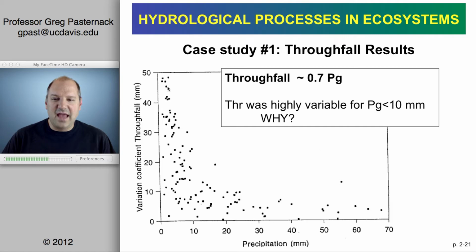So the throughfall, again, is highly variable for the same reason that interception was highly variable at low precipitation events, and much more consistent for high precipitation events. Okay. So notice that in this case, the y-axis is not on a percent basis or fractional basis. It's just showing us how much is occurring.